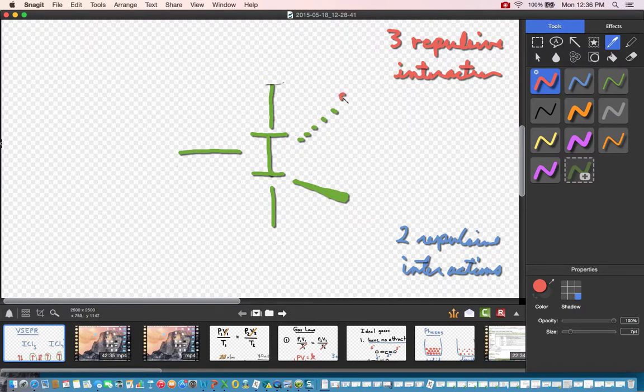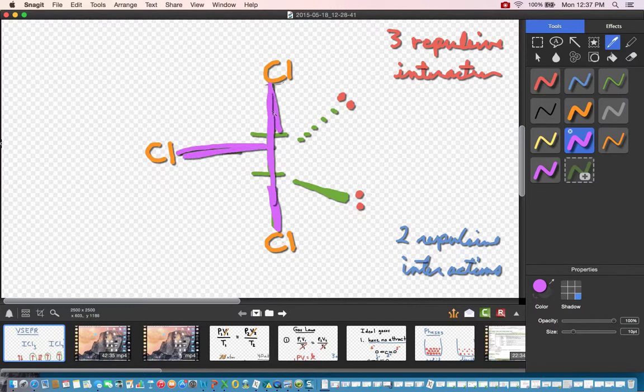So let's go lone pair, Cl, Cl, Cl. Now I'm not going to put the lone pairs on chlorine. I simply want to emphasize the shape of the molecule. And if you look at this through a trained eye, you have a T. It is T-shaped.